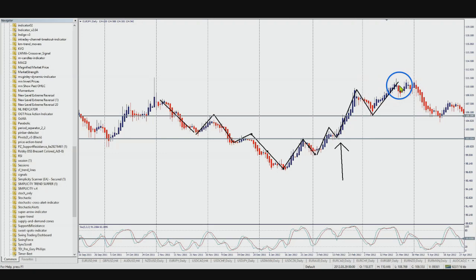So what's going on right here? Did not make a higher high. The only way we need to see price trade higher. It didn't. Right? So that gets our antennas up. A reversal may be on the horizon.